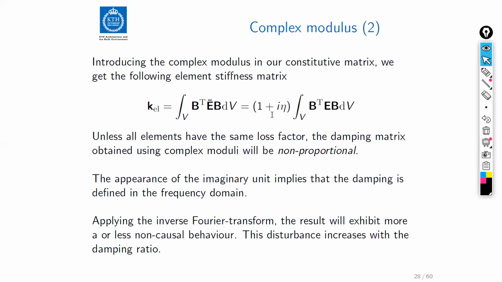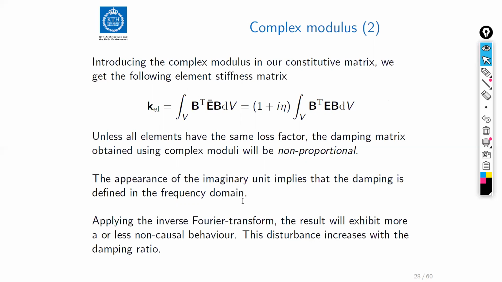But the point here is that if we have the same loss factor for the whole system, then the corresponding damping matrix will also be proportional. So this I mentioned already, that the imaginary unit comes somehow from jumping between the time and the frequency domain. What happens when we do this is that if we stay in the frequency domain with the complex modulus, then everything is fine. We don't worry so much.